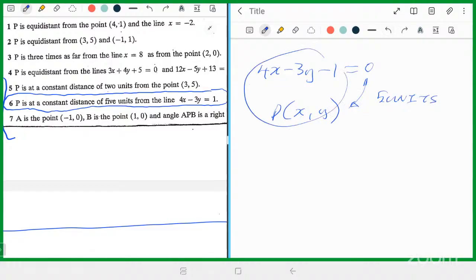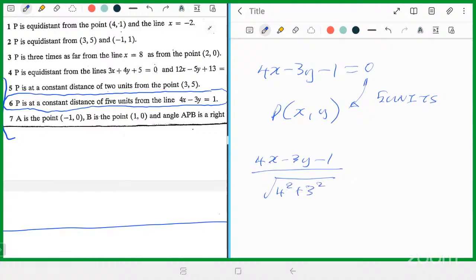So the distance between those two would be 4x minus 3y minus 1 over the square root of 4 squared plus 3 squared. 4 squared plus 3 squared. That's the distance from this to this. And that's always equal to 5. So it can be plus 5 or minus 5. That's what you're solving. And the denominator here is 5 anyway. That's a 3, 4, 5 triangle. You multiply what you get, you're going to get 25. So you're going to get 4x minus 3y minus 1 equals plus or minus 25.